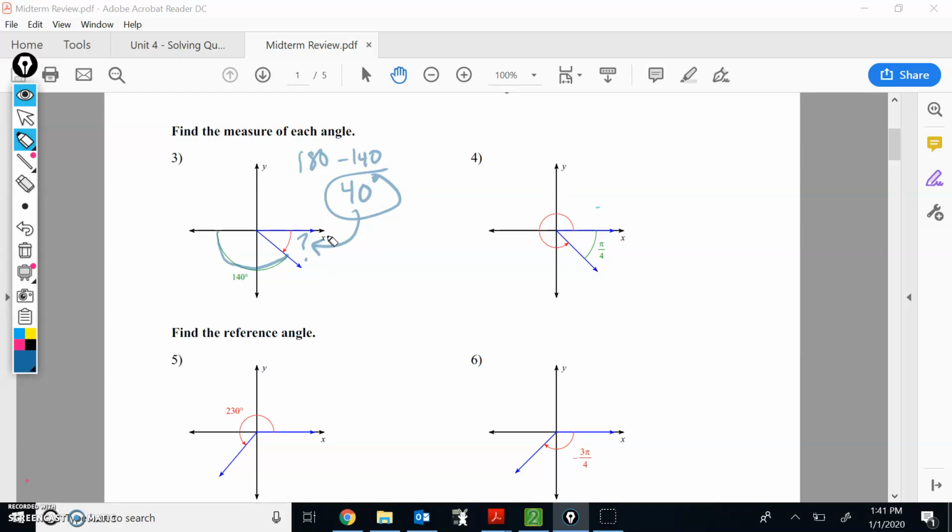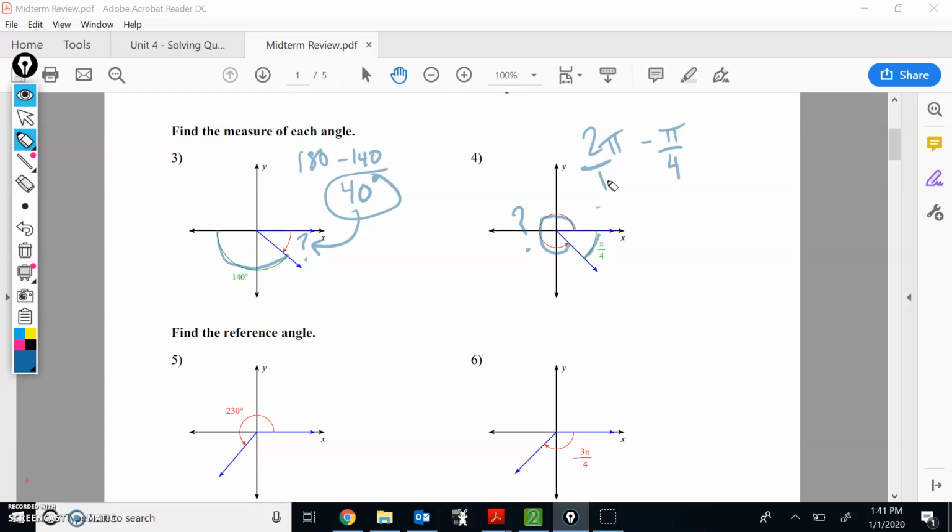Number 4 is in radians, so our answer has to be in radians as well. We're given that this little piece right here is pi over 4, but we want to find the remaining all around piece. We know a whole circle is 2 pi in radians, but we already are given pi over 4, so we're going to subtract these two.